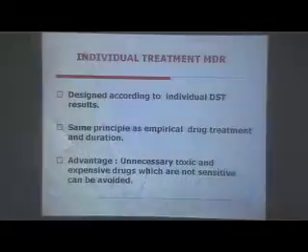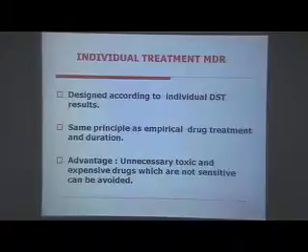Individual treatment for MDR is designed according to the individual drug resistance. As I told you, by line probe assay and by GeneXpert, you can only make out INH and rifampicin resistance. Only by conventional culture will you know the resistance to the other drugs. So once that is ready, you change the regimen according to that. Same principle as the empirical regimen, the advantage is avoiding unnecessary toxicity. Suppose the patient has ethionamide resistance on the conventional culture, then we need not give ethionamide to that patient. So unnecessary toxic and expensive drugs which are not sensitive can be avoided by this.